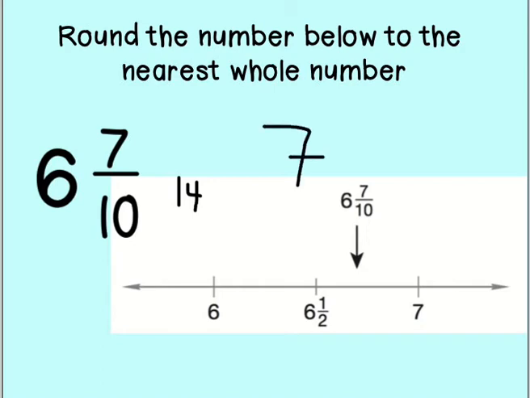I can also use a number line. Here I have 6, 6 and a half, 6 and 7 tenths is in between 6 and a half and 7, which means I'm going to round up to 7.